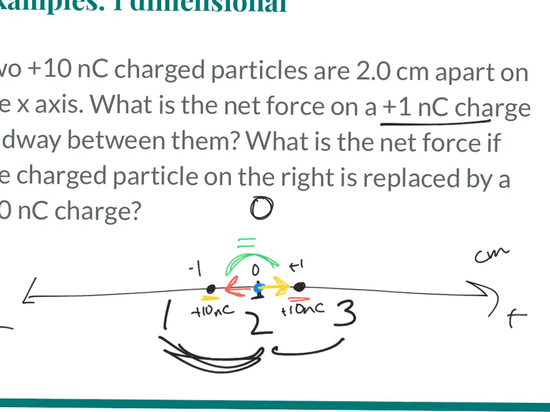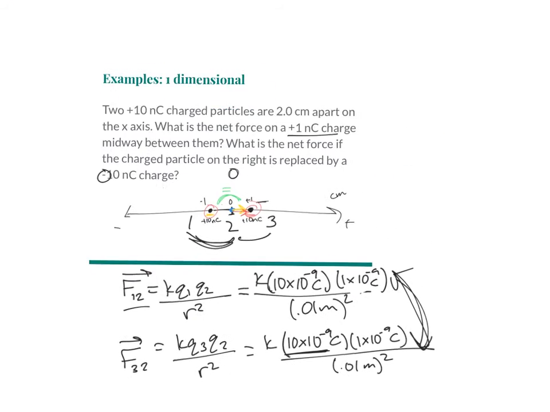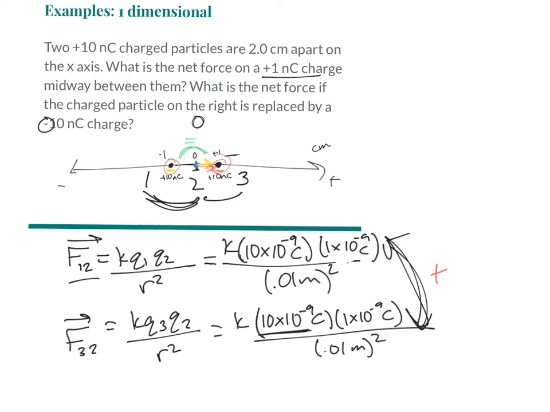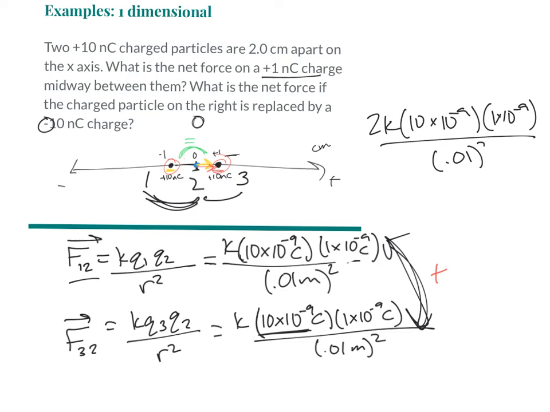But what's going to happen now is that, let's see, I've got to draw my axis back in. Instead of a repulsive force there, this one, which is now negative, is going to pull. So this one's pushing, this one's pulling, so their forces are going to add together instead of canceling out. Your force will be 2 times k times 10 times 10 to the negative 9th times 1 times 10 to the negative 9th over 0.01 squared. And you should write all of your units in there.